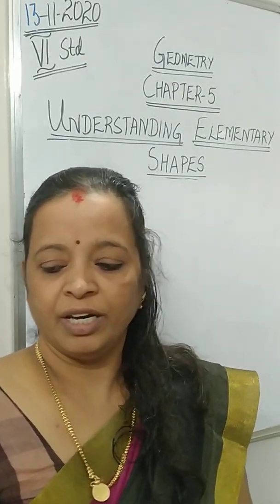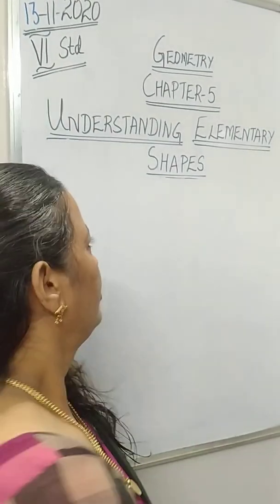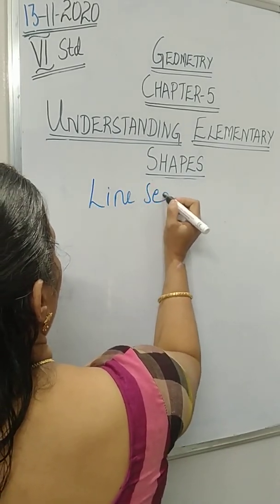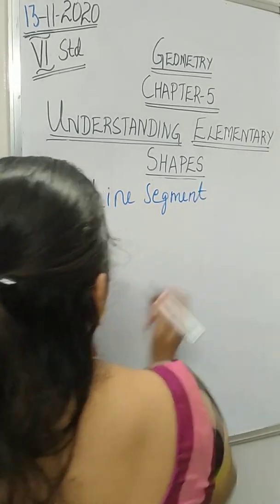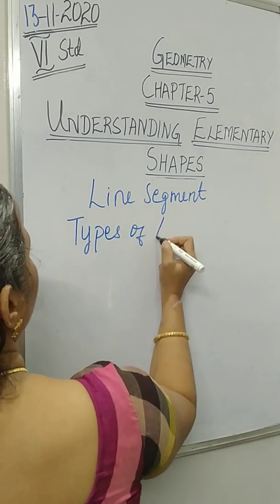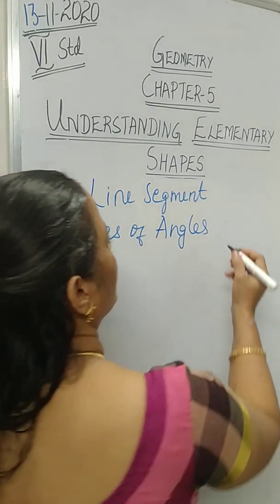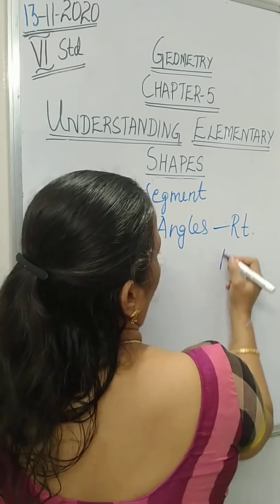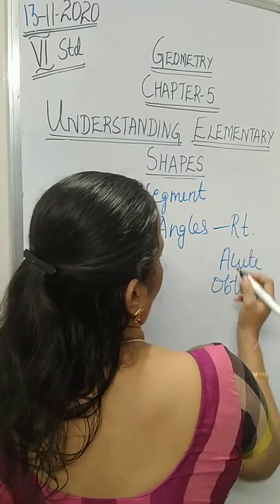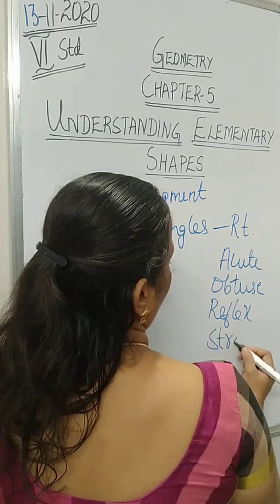Before moving to the new topic, let us revise whatever we have learned till now. Okay? Do you remember what we have learned? We learned about the line segment and its measurement. Then we learned about the types of angles. What are the types of angles we have learned? We learned about the right angle, acute angle, obtuse angle. Then we learned about the reflex angle, also about the straight angle.